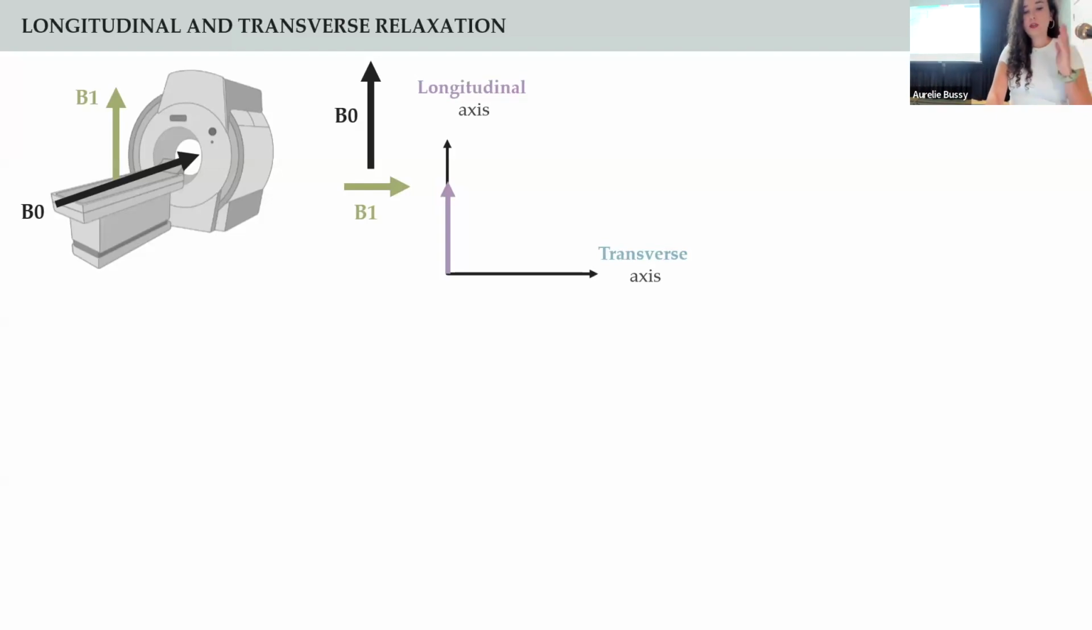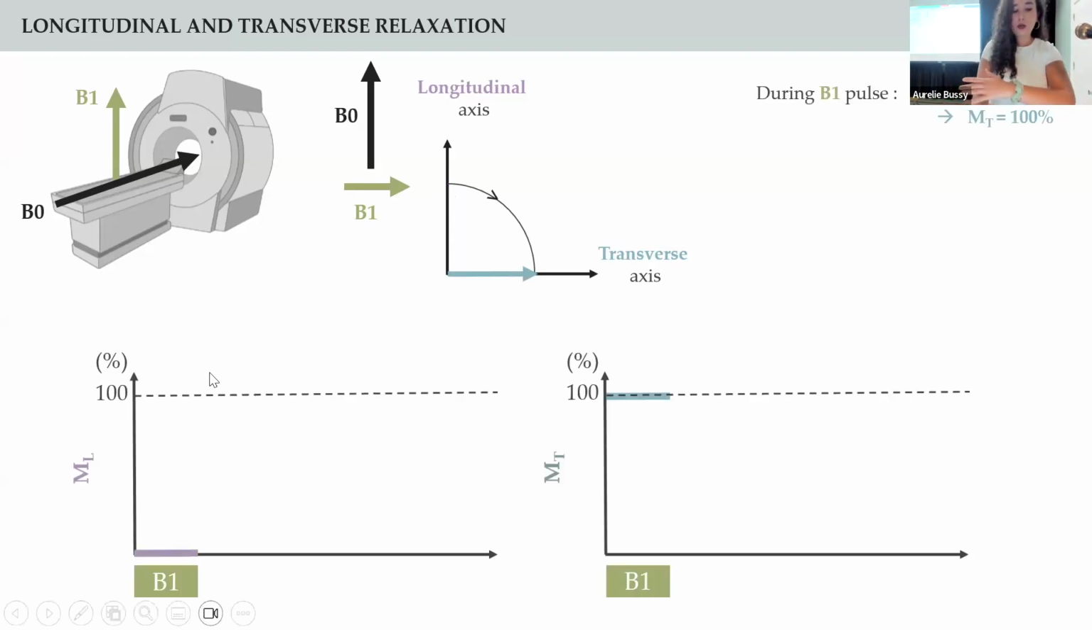So if we do it again, as soon as we put B1, it's going to flip the magnetization into the transverse plane. At this specific time, if we look at how this red vector projects onto these two axes, we can see that during B1, there is no longitudinal magnetization, because there is nothing on this axis. And there is full, 100% magnetization in the transverse plane. So that's why I'm putting it at 100% here.